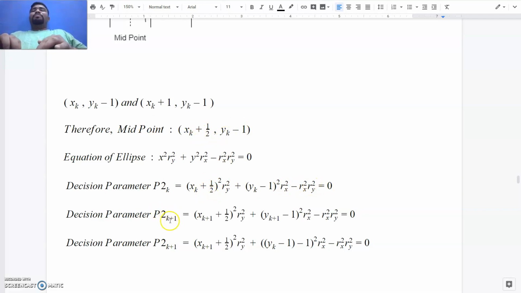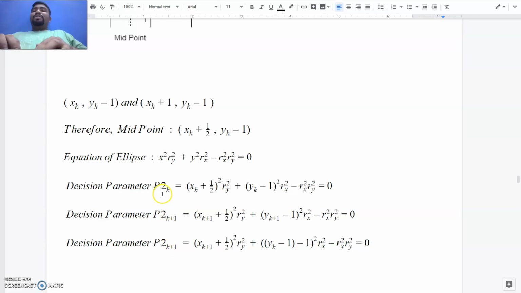Similarly, we find the next decision parameter, because that is dependent on the current. To make it dependent on the current one, we first write the decision parameter. When we write it, we see that we replace just xk with xk plus 1 and yk with yk plus 1. But now we know what is yk plus 1. It is going to change by unit size and it's going to decrement by unit size. So we can write yk plus 1 as yk minus 1. So this is the p2k plus 1.